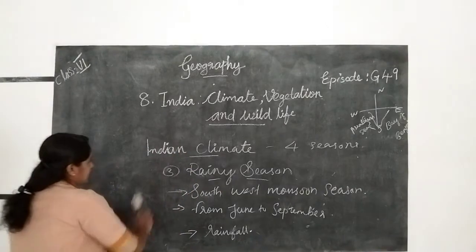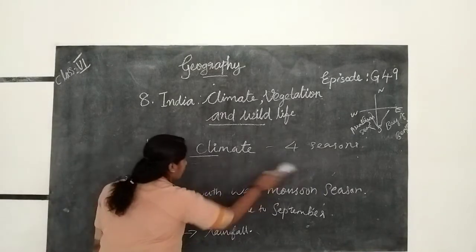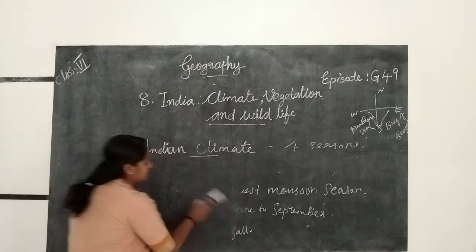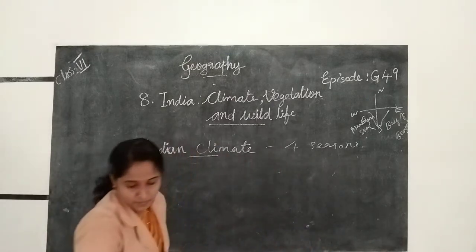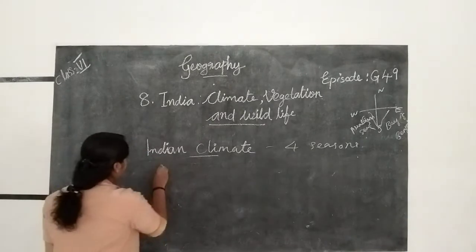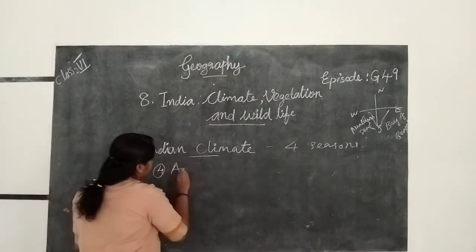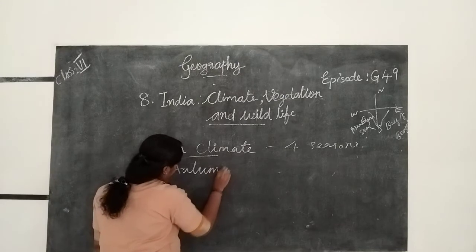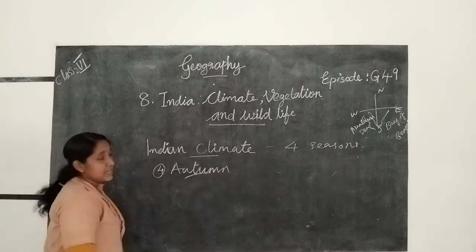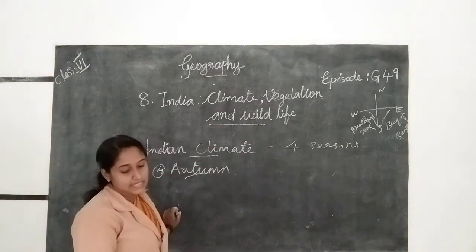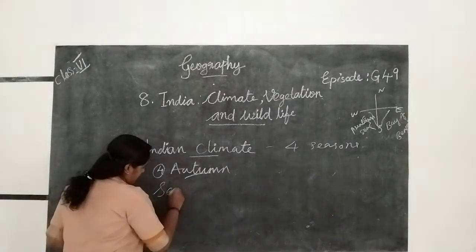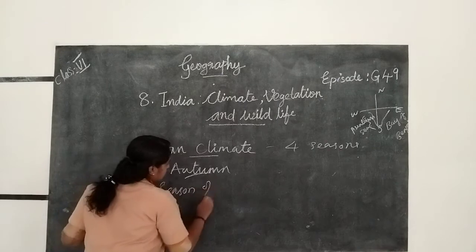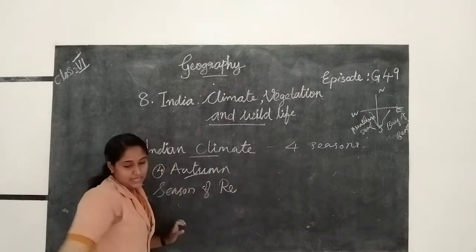The last season, or fourth season, is known as autumn. The autumn season is also known as the season of the returning monsoon.